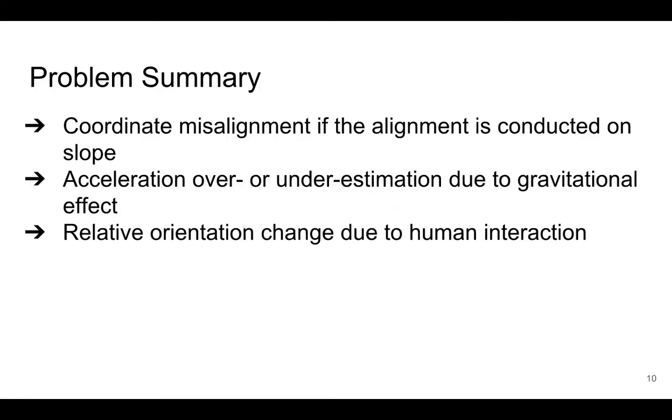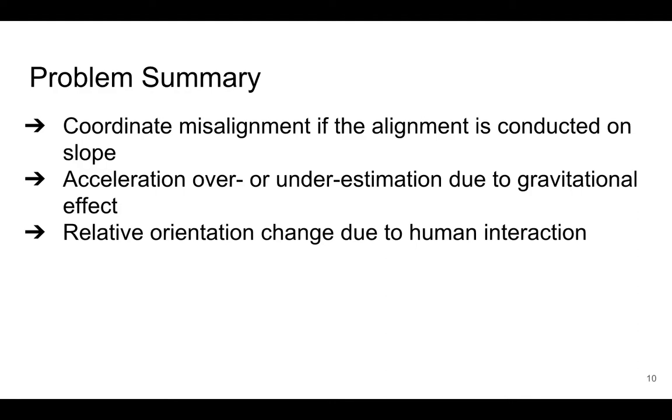Then we summarize the problems we met when trying to use the sensor to monitor driving behaviors. First is the coordinate misalignment. If the alignment is not on a slope, we transfer the coordinate of the smartphone to flat ground, while the car is not on flat ground, so the coordinate is not perfectly aligned. The second problem is called acceleration over or underestimation. It's caused by the gravity force, because the y-axis can sense the component of gravity.